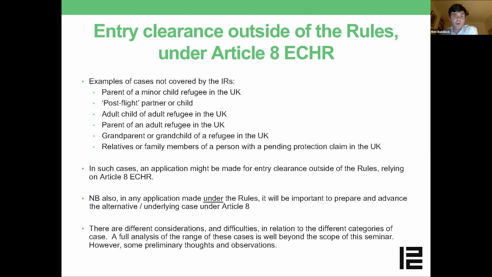So then third, I move on to talk about entry clearance outside of the rules, because you'll see immediately from looking at those two routes, there are many different types of case that are not covered by those rules. And so you're having to look outside of them. So the parent who arrives in Europe of a minor child refugee who's made it to the UK, or a post-flight partner or child, the adult child of an adult refugee in the UK, and so on and so forth.